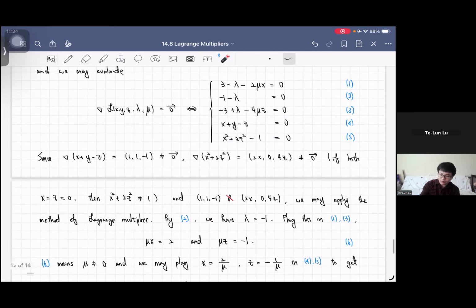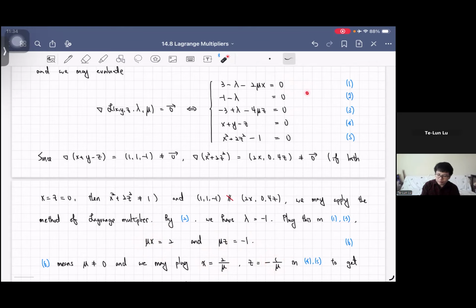First of all, the second equation tells you that lambda must be -1, right? So now we already solved a variable. We can now plug into the first and the third equation, which gives you mu x being 2, and that mu z is -1. So these two guys multiplied together give a non-zero value, which suggests that mu must be non-zero. You can therefore solve x as 2 over mu and z as -1 over mu.